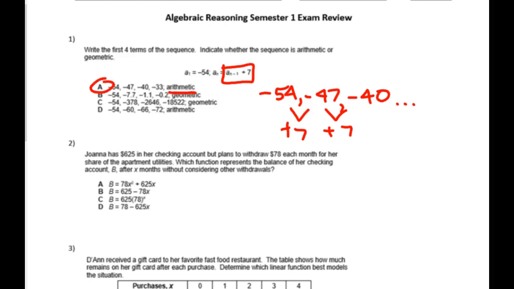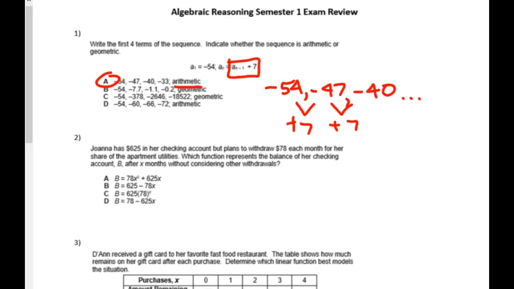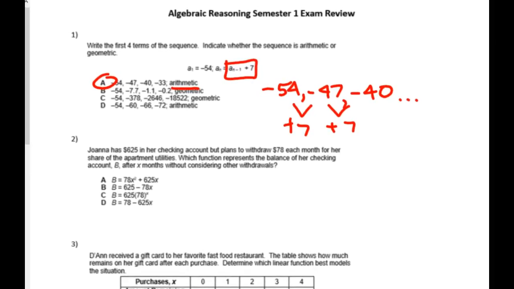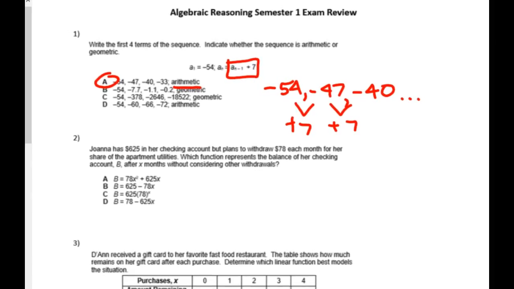And that's arithmetic. Okay, adding and subtracting is arithmetic. Don't forget, multiplying and dividing is geometric. Alright, next one, number 2.